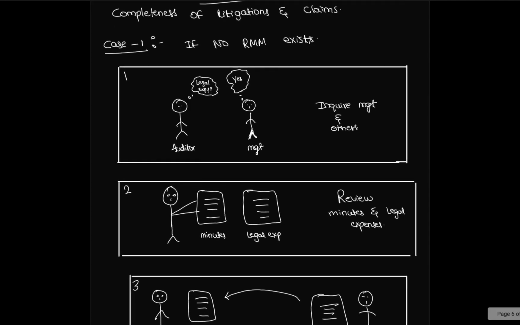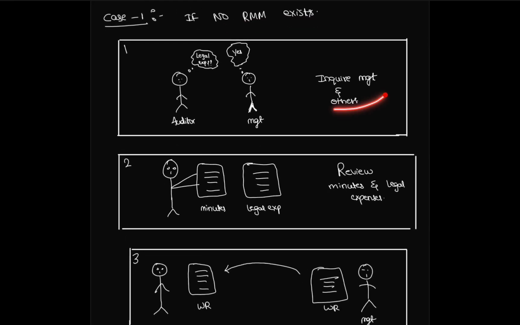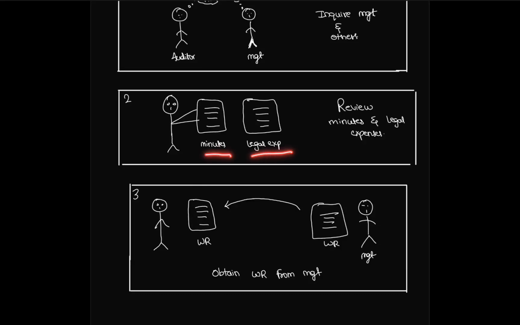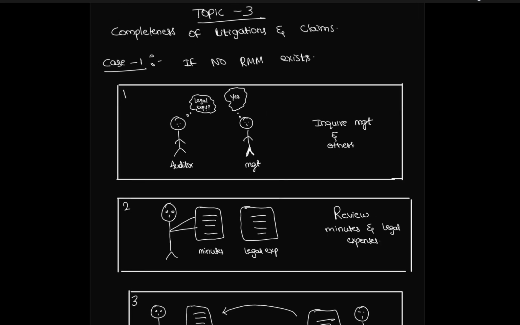So first case, if RMM does not exist, then what we have to do is, the auditor can inquire of the management and others, like what the legal fees are, basic inquiry he can do. And the second thing is he can review the minutes and legal expenses. Just review the minutes. The third thing he can do is obtain representation from the management that everything was completely and appropriately presented.